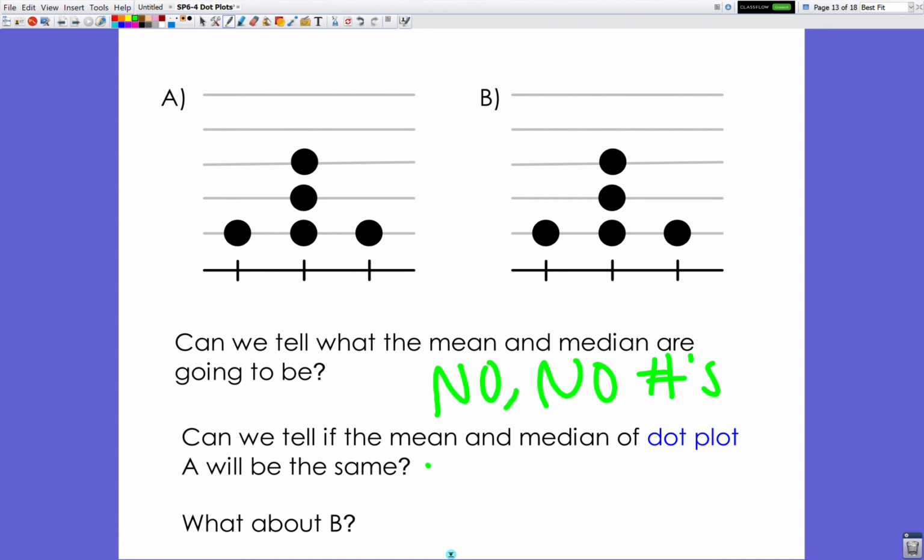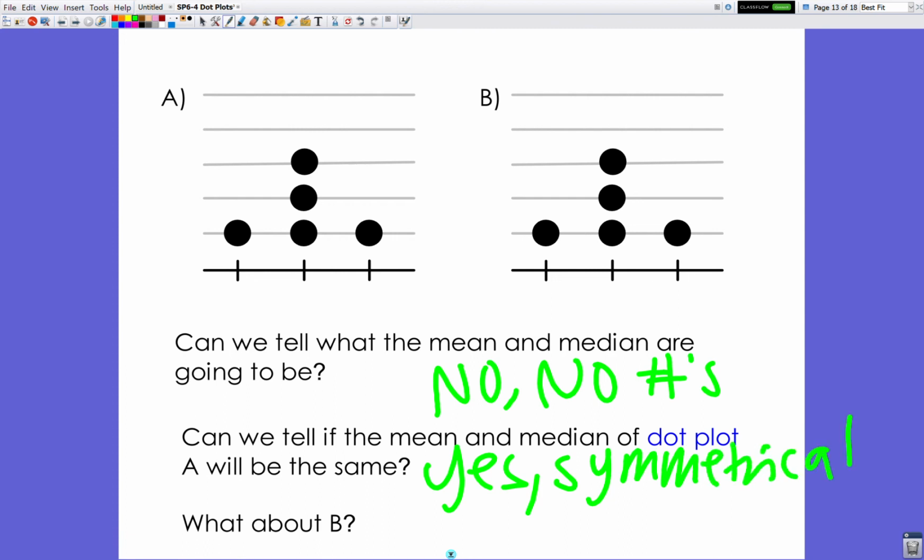But can we tell if the mean and median of dot plot A will be the same? Yes, the mean and median for A will be the same because the dot plot is symmetrical. What about for B? Also yes, because that dot plot is also symmetrical. When they're symmetrical, we can guarantee the mean and median will be equal.